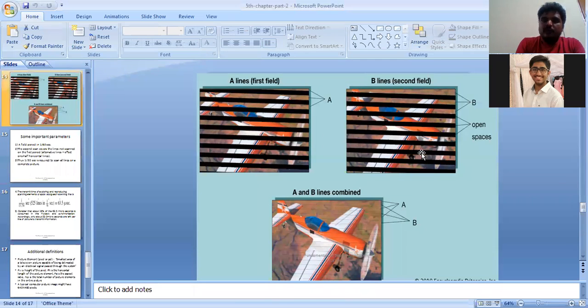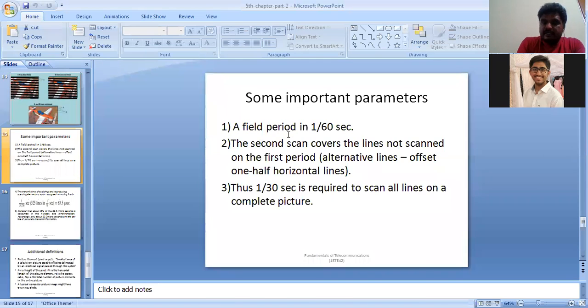If you club both fields together, you will get the entire image. One field is scanned at a rate of 1 by 60 second. The second field is also scanned at a rate of 1 by 60 second. So two fields take 2 by 60 second, that means 1 by 30 second per frame. Please be very clear. One frame, just imagine one picture, is made of two fields.